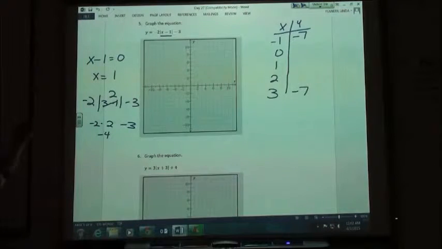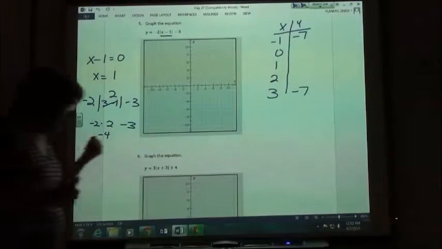So if you're not sure if one worked out right, plug the other one in that you know should match up and see, do I get the same number both ways? I should.